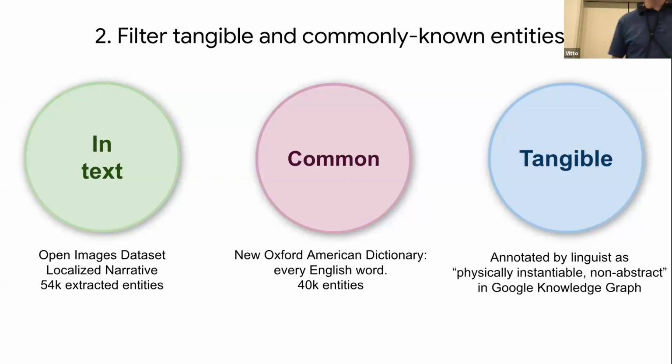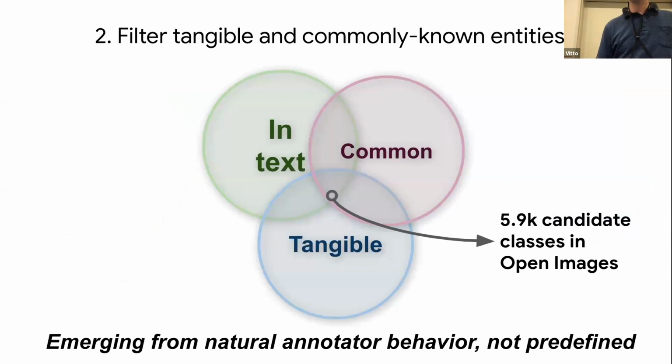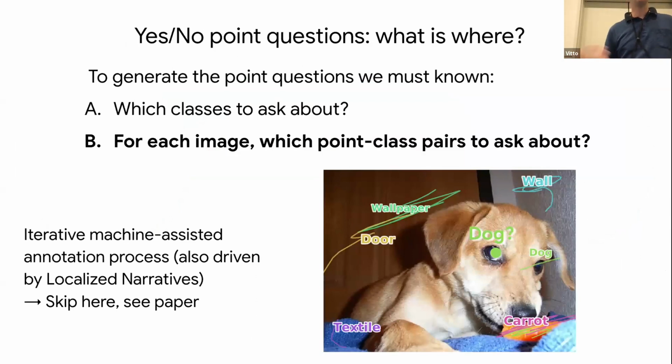That sends you to 40,000 entities, and now you can ask whether they are touchable, physically instantiated, and you can ask that because in the knowledge graph there is a tag. And this sends you, at the intersection, to almost 6,000 whopping candidate classes, completely emerged from annotator behavior, bottom up. Nobody decided what the names are. And now we can pass them on to an interactive machine-assisted annotation process, which is also driven by localized narratives. I skip these details. That then produces these point label annotations. But because of the topic of this workshop, I decided to focus on the language part.